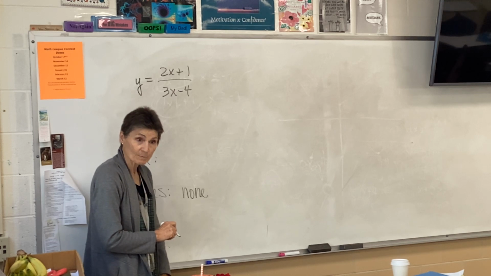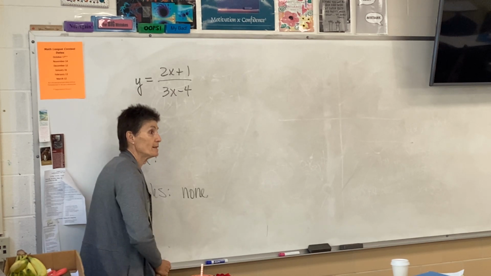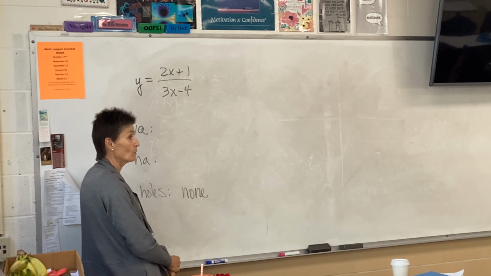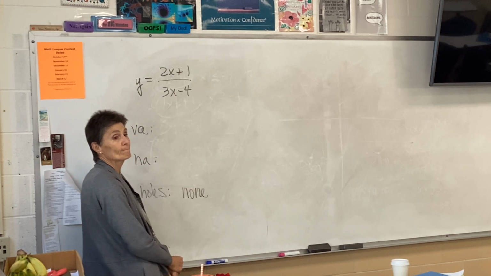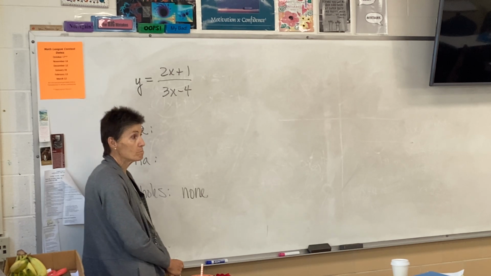Do we have asymptotes? Yes, we do. What do you know about those, either one, vertical or horizontal? Is one of them 4? No? But I think I know what you're thinking.